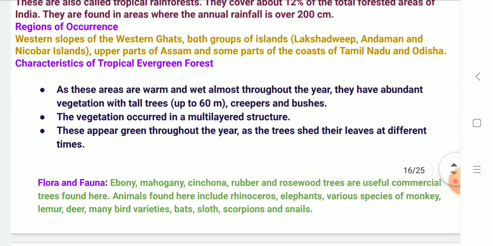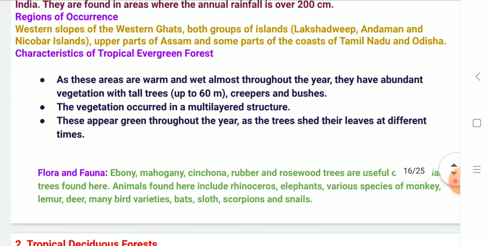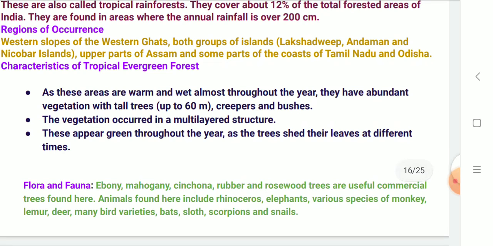The flora and the type of fauna that is present here: ebony, mahogany, cinchona, rubber, rosewood trees are very common here. Animals found here include rhinoceros, elephants, various species of monkey, lemur, deer, many bird varieties, bats, sloths, scorpions and snails.